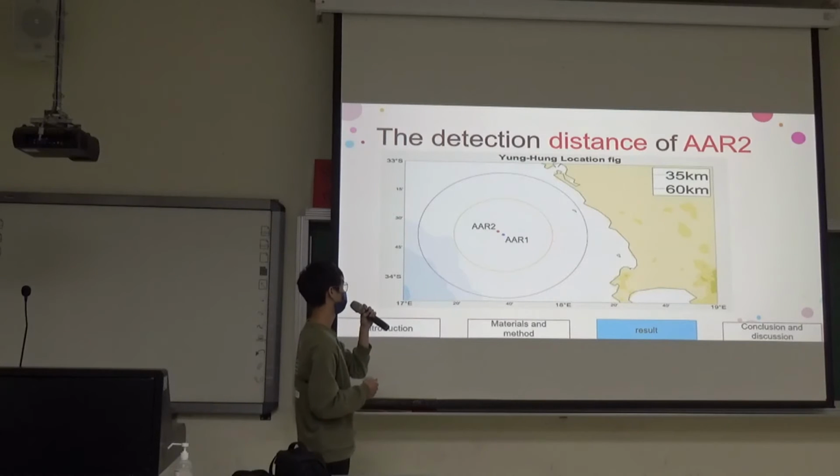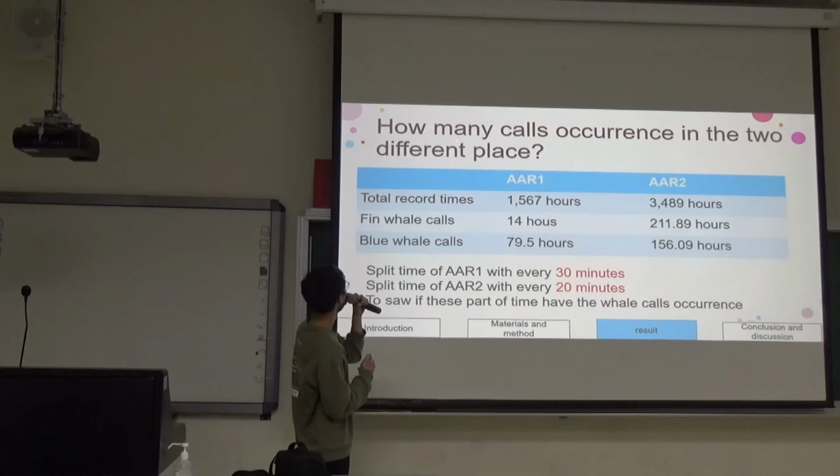And for AR2, the minimum hydrophone receiving distance is increased to 35 km, and the maximum hydrophone receiving distance is about 60 km. And what is the number of call occurrences in the two different places? For AR1, the total recording time is 6,100 hours. And for AR2, the total recording time is 3,500 hours.